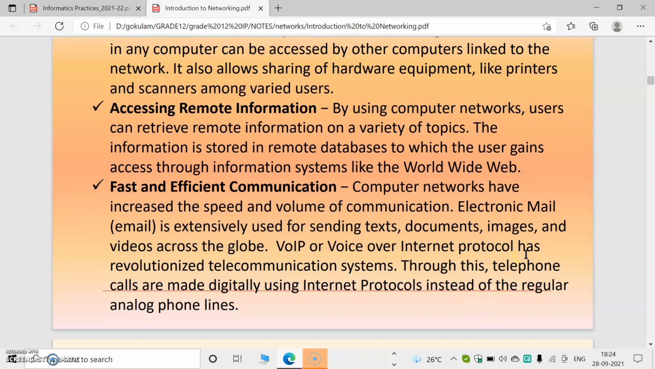Then accessing remote information means now we can access any information through Google or through the internet. For this data accessing, there will be remote databases. In remote databases, there will be data stored. For example, in the case of Gmail, our username, password, and details are stored in the Gmail server. So when we log in, that server will execute and check our data. Based on those credentials, we can enter into our page.